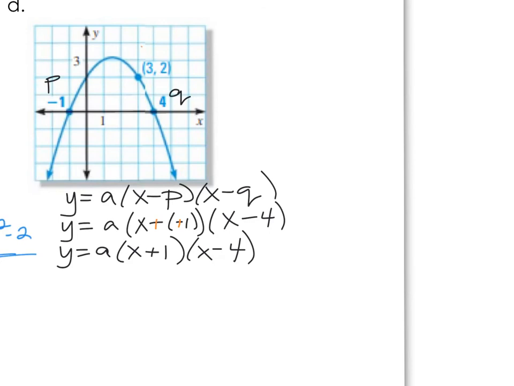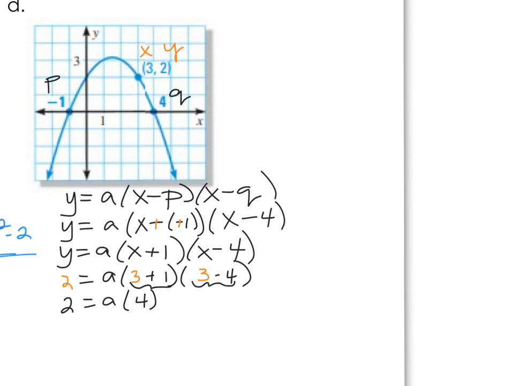We can substitute that in for x and y into our equation to help determine what our a value is. The y coordinate is 2 on the left, and I'm going to plug in the x coordinate 3 on the right. Again, leaving everything else the exact same. And this allows us to calculate our a value. Looking at those parentheses, 3 plus 1 is 4. 3 minus 4 is negative 1. This is one big product again on that right-hand side. A times 4 times negative 1 will just become negative 4 times a.